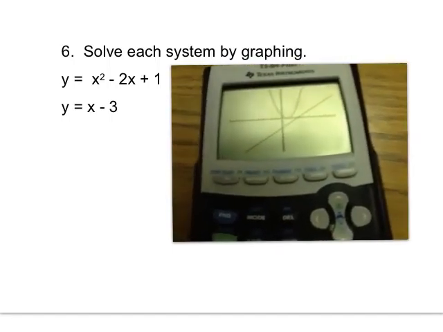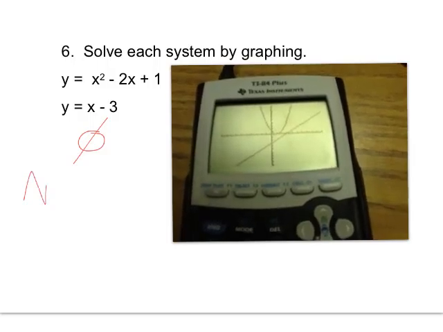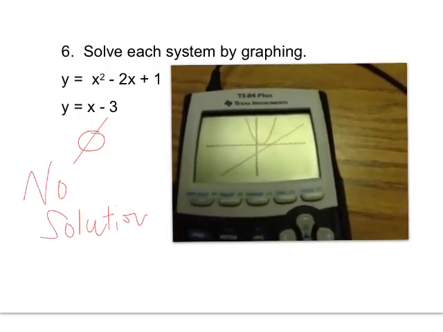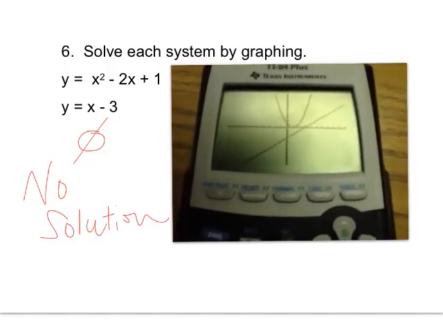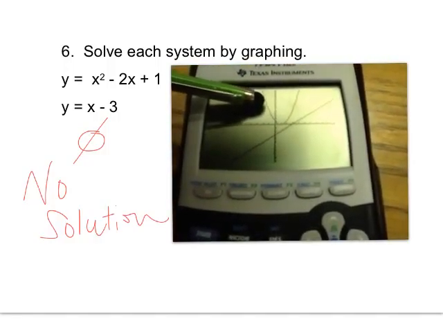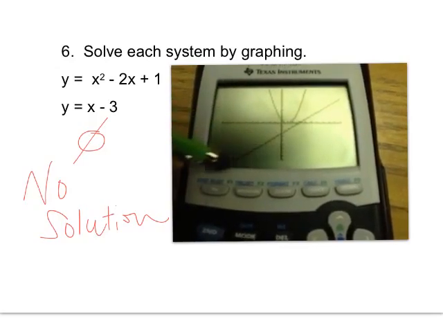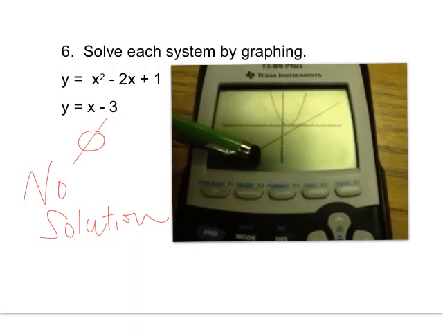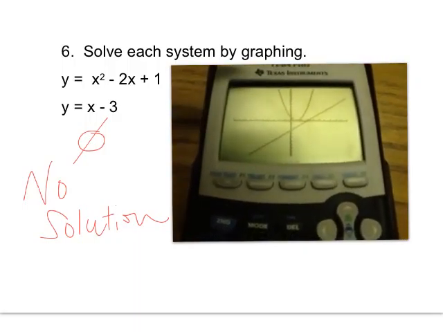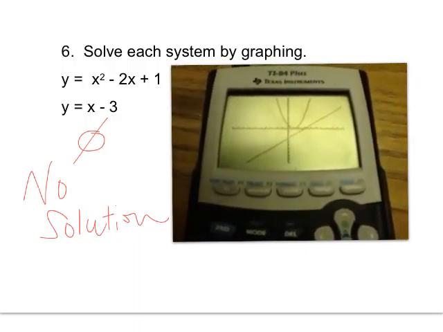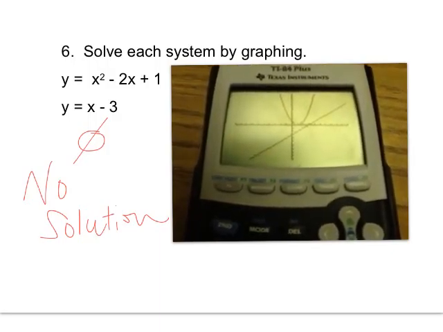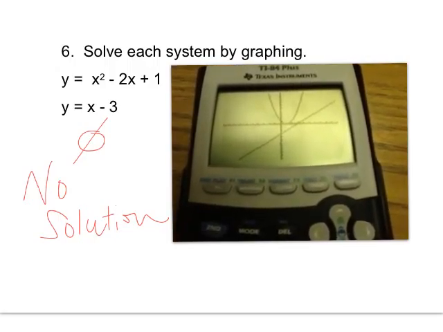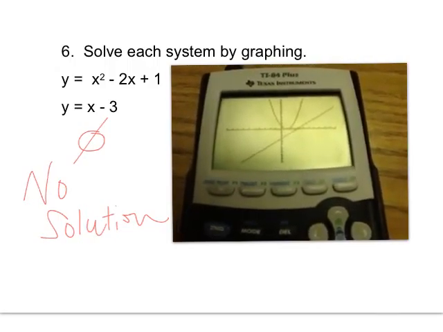So it is possible to say that there is no solution to the system. Will we call these parallel lines? No. That's not a line. That's a parabola. That's a line. We wouldn't call them parallel. We would just say that the two graphs never touch. They never intersect. Therefore, there are no solutions at all to this linear and quadratic system. There are no solutions.